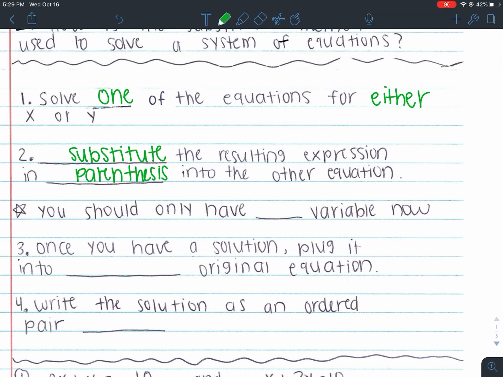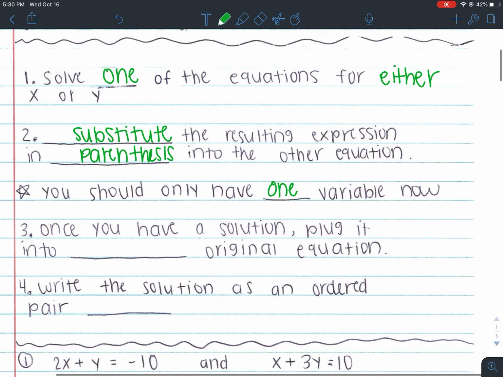Okay, this next step is very important. You should only have one variable now, and it will make more sense later, but once you substitute and put that in parentheses, your equation should only contain one variable, either all x's or all y's.